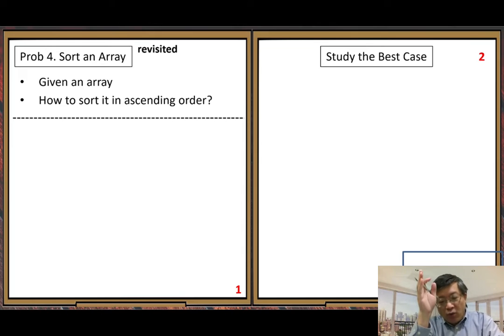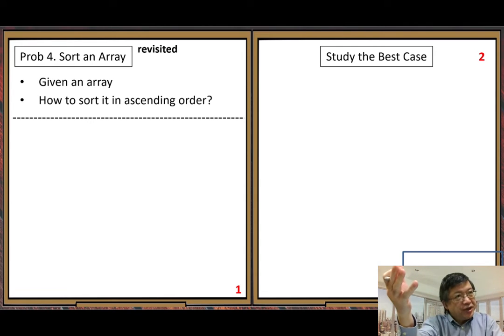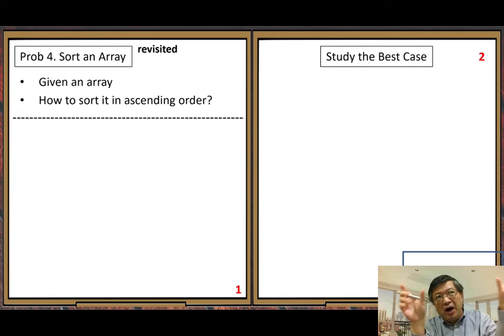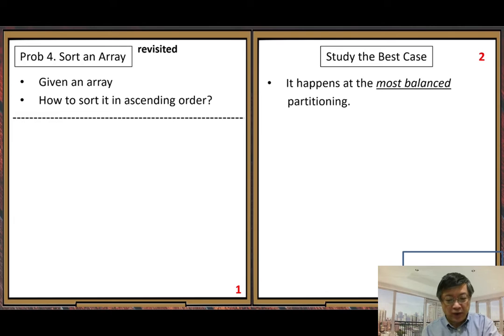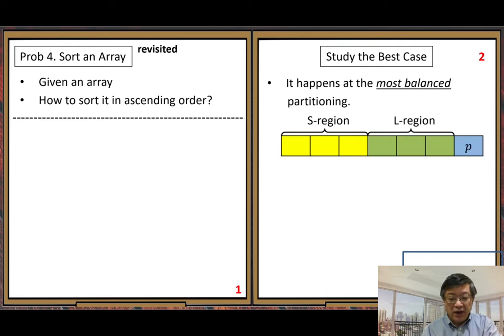So let's look at under what situation we will have the best case. It's pretty easy. The most balanced partitioning will correspond to the best case. The two files after each partition have almost the same size. We just studied that special case, we will get the best case efficiency. All right. So let's look at the diagram.